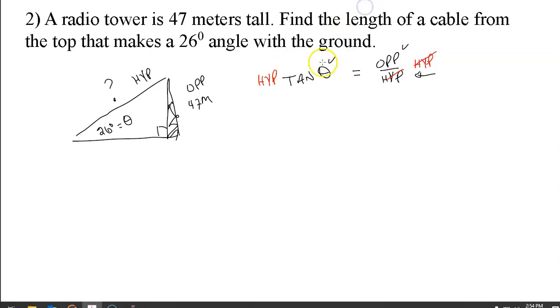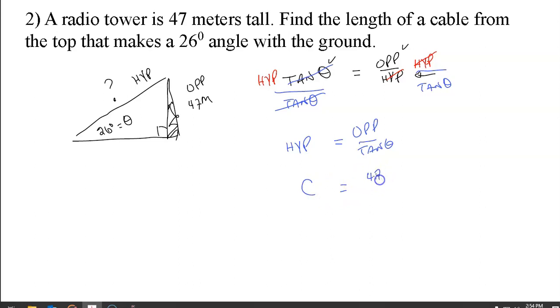Next up, I can come through here and divide both sides by tan theta, because I want hypotenuse by itself. So I got to get rid of that tangent theta. And when I do that over here, then I'm going to end up with the hypotenuse is equal to the opposite divided by the tangent of theta. Okay, I got all those numbers, so we're doing good. This would be the length of the cable. I'm going to just call it C here for cable.